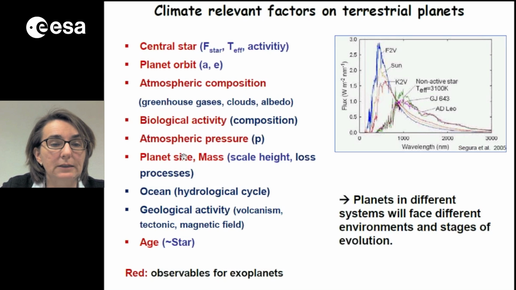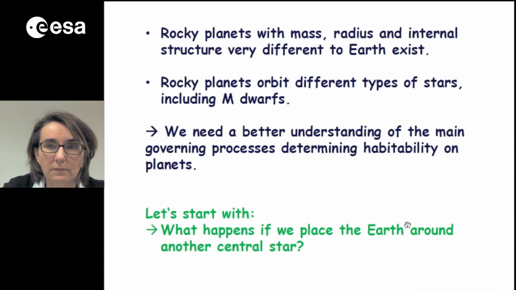What I have marked here in red are the parameters which are in principle accessible to measurements of extrasolar planets, at least in the ideal case and with instruments being planned in the next years. What we have learned in the first part of my talk is that planets are very different. They are in very different systems to our solar system, and we might even see them at different stages of evolution. So the question is, how can we find out whether they are habitable?